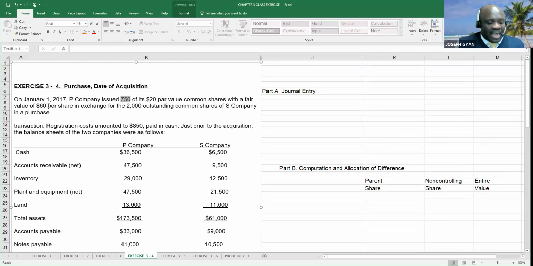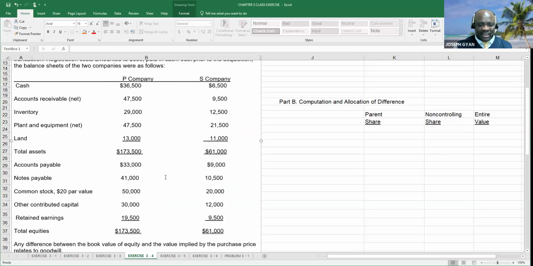So they are getting extra money on the investment in exchange for the 2,000 outstanding common shares of the S company. See, registration costs amounting to $850 are also paid in cash. They paid in what? In cash. They paid this one just before the acquisition. This is where they stand.